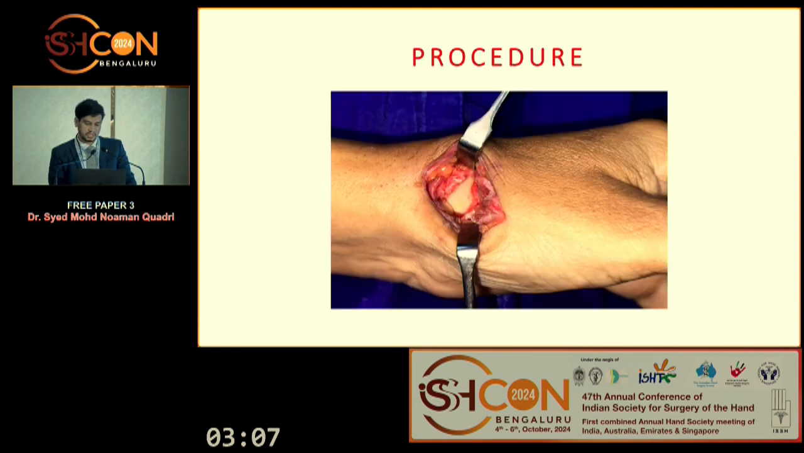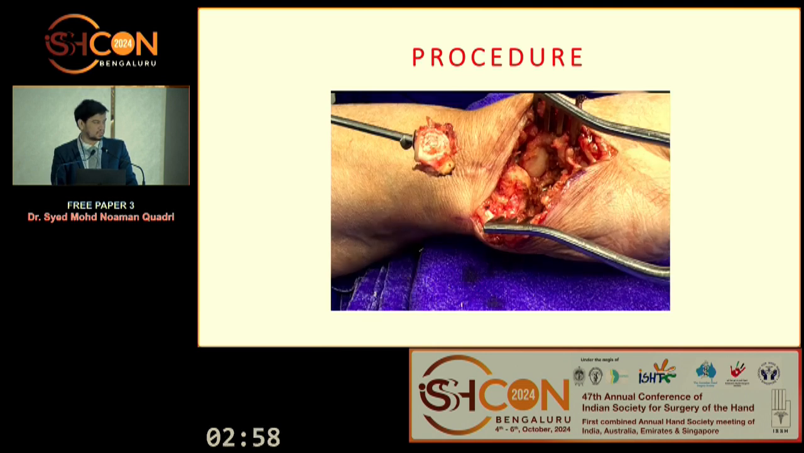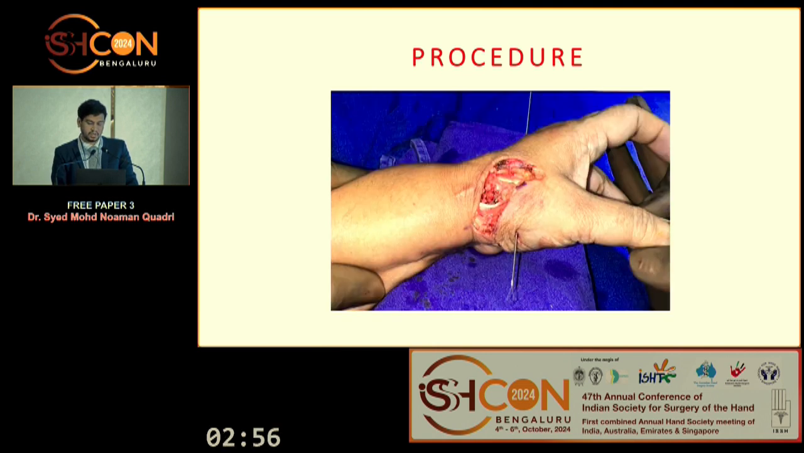Coming on to the surgical technique, where we expose the joint and, using a corkscrew, we remove the trapezium. It can be in toto or piecemeal, followed by removal of any loose bodies. And now we have passed the suture passing K-wire from the base of the first metacarpal to the second metacarpal.